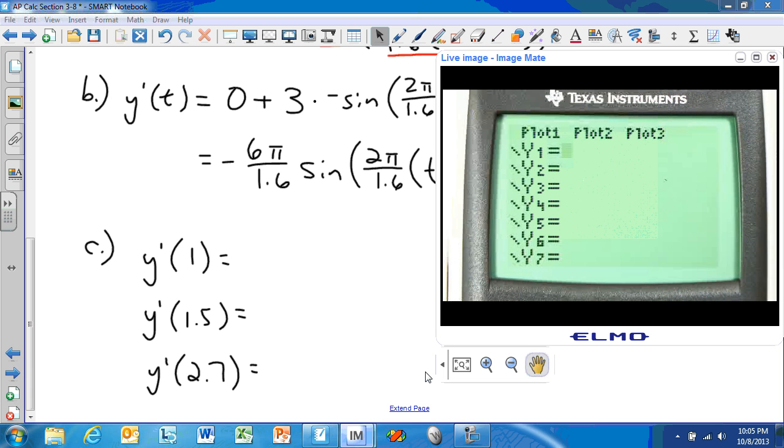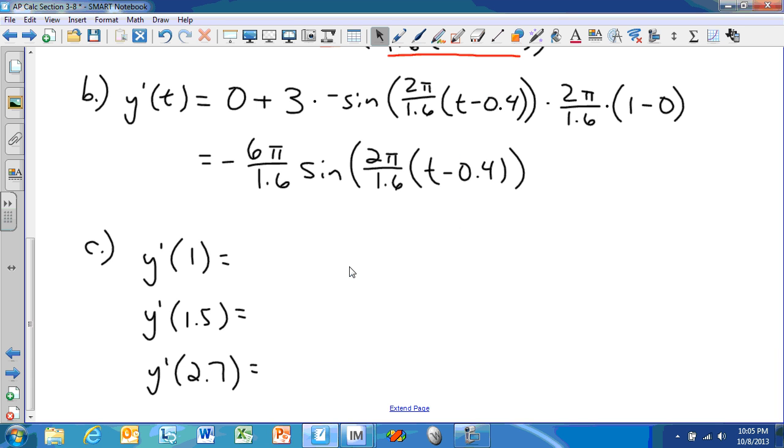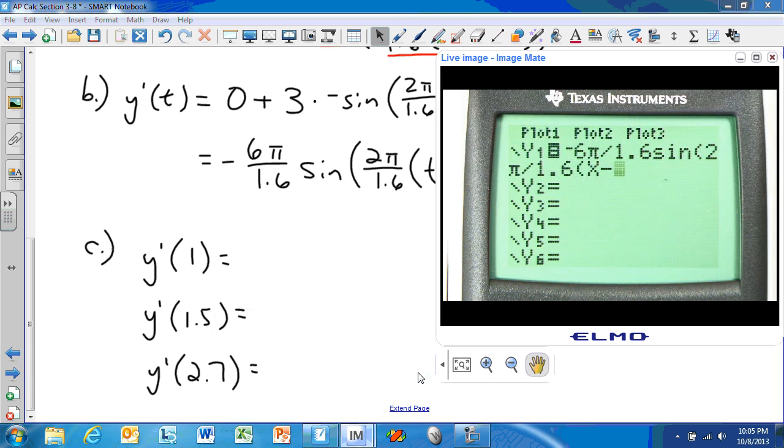So we end up with negative 6 pi over 1.6 times the sine of 2 pi over 1.6 times x minus, forgot what that value was here, just a second, x minus the 0.4. Okay, so there's our derivative function in y1.